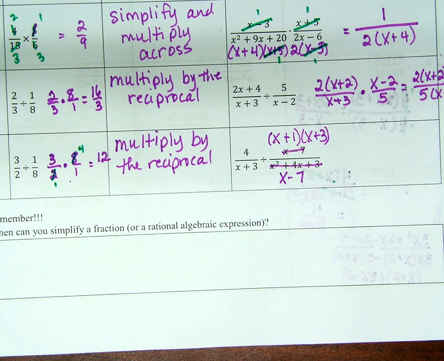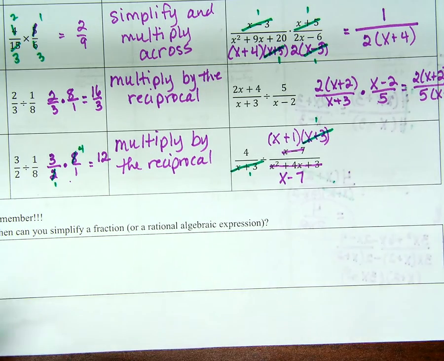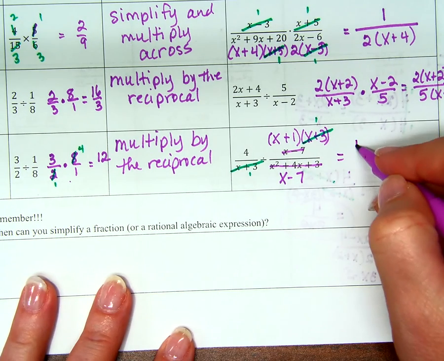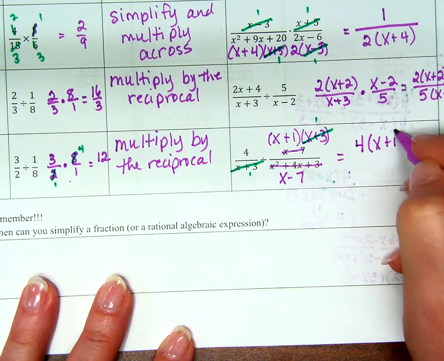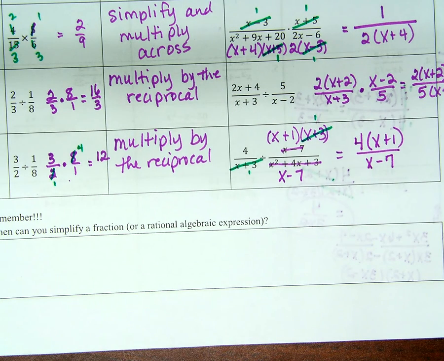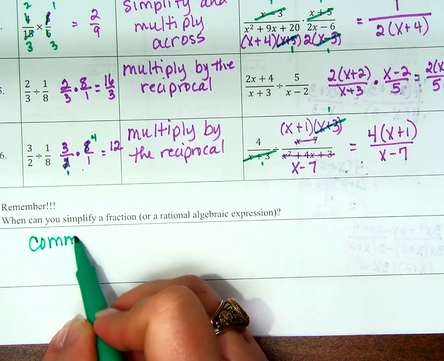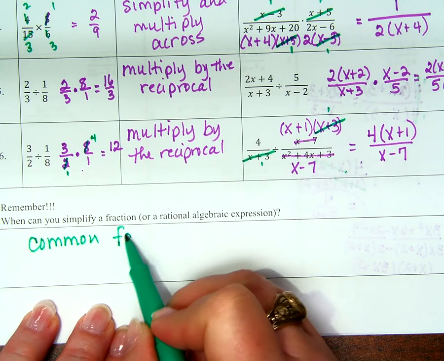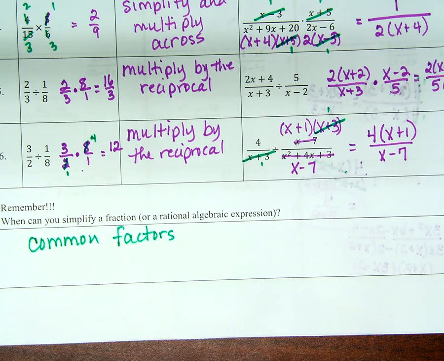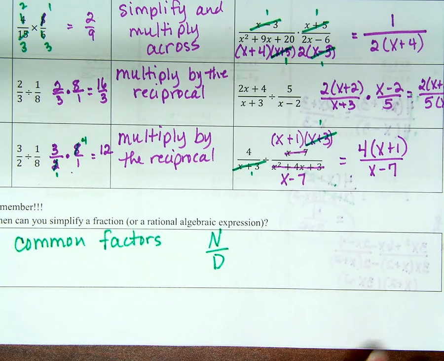And now what? X plus 3 simplify to 1, right? So what am I left with is for my answer? Good. Over x minus 7, right? Good job. When can you simplify a fraction? When there's common factors. Only common factors. And where do they have to be? Numerator and denominator, right? 1 in the numerator, 1 in the denominator.